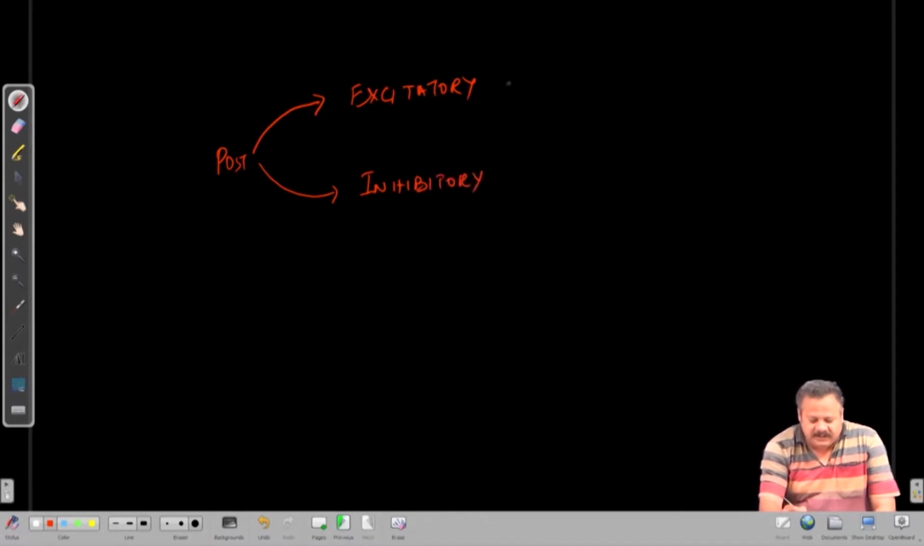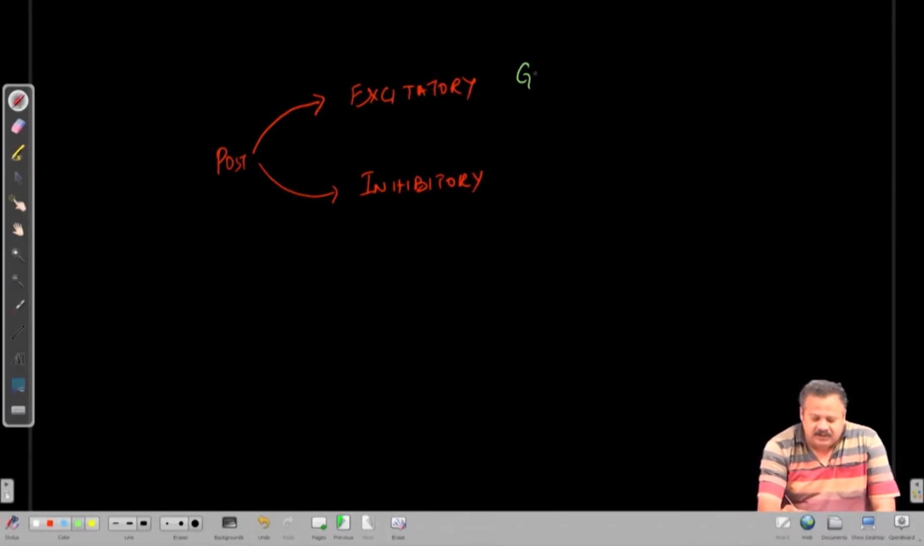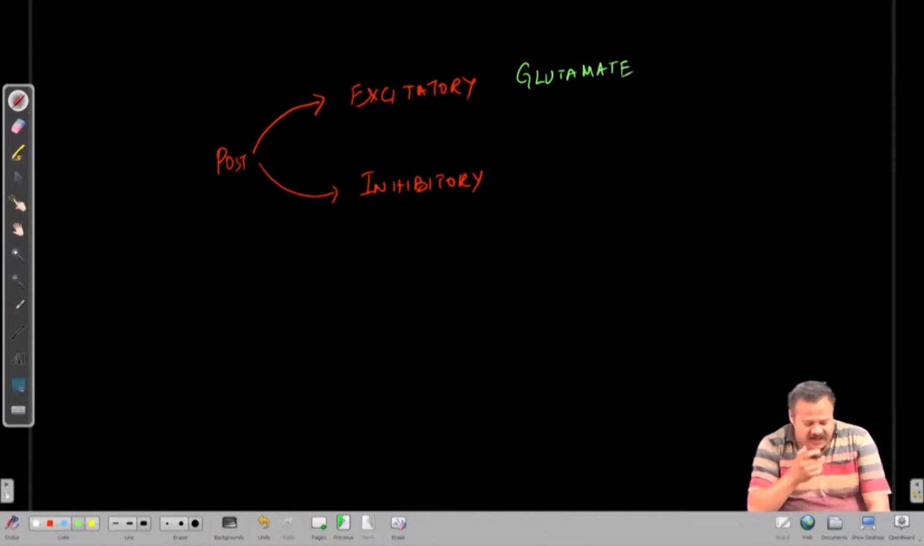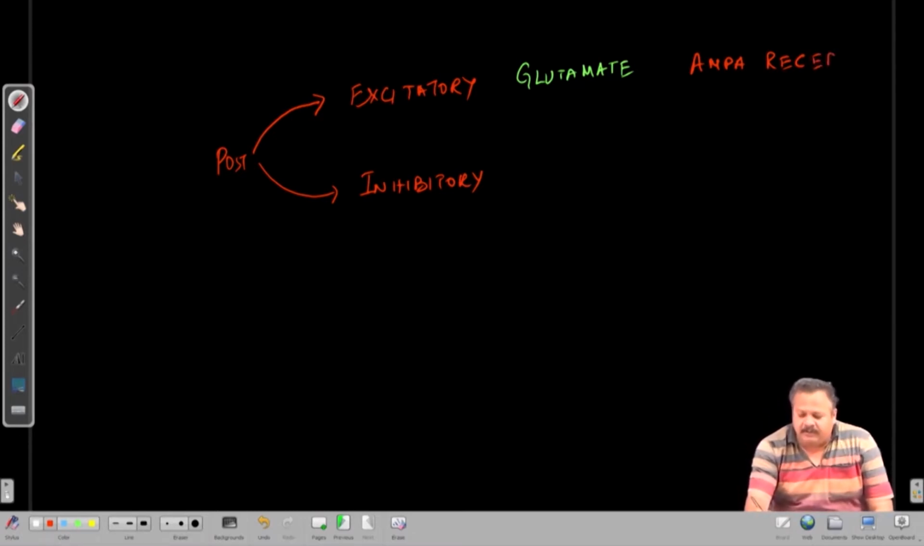So, for example, in the excitatory case, if the presynaptic side's neurotransmitter is glutamate, which is one of the neurotransmitters, and the postsynaptic side has AMPA receptors, which are themselves non-specific cation channels, allowing sodium to flow and also some amount of calcium, then we have a depolarization in the postsynaptic side.